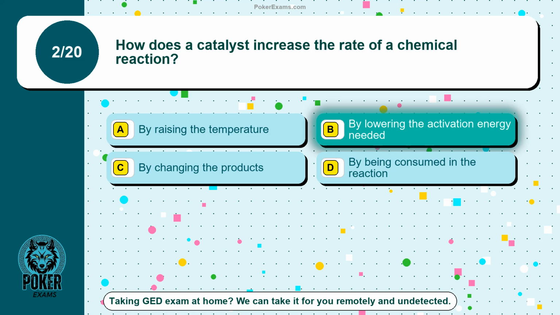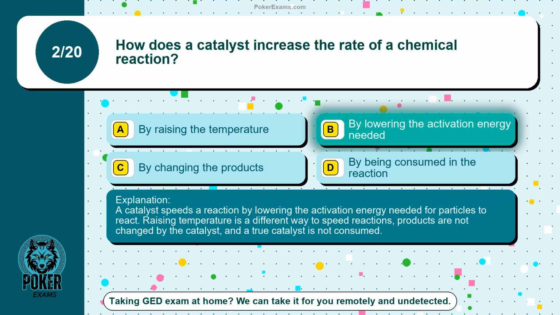The correct answer is option B. By lowering the activation energy needed. A catalyst speeds a reaction by lowering the activation energy needed for particles to react. Raising temperature is a different way to speed reactions. Products are not changed by the catalyst, and a true catalyst is not consumed.